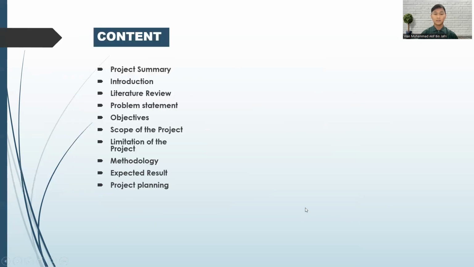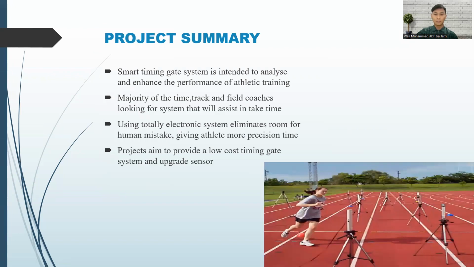Next, we move to the content. The first one is project summary, introduction, literature review, problem statement, objective, scope of the project, limitation of the project, methodology, expected result, and project planning. Move to the project summary.